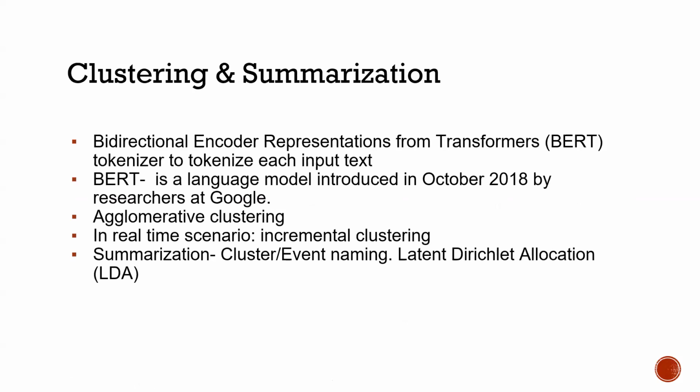So clustering and summarization. Here we have used BERT for tokenization of each input text data for clustering. Then we have used agglomerative clustering. Why did we use agglomerative clustering? Even though we have k-means clustering and others, in k-means clustering we have to define how many clusters we need. But in agglomerative, we don't have to tell that. And summarization we have done using LDA.